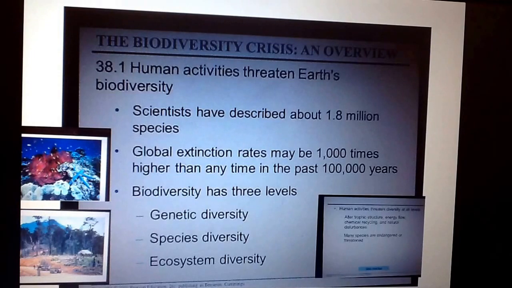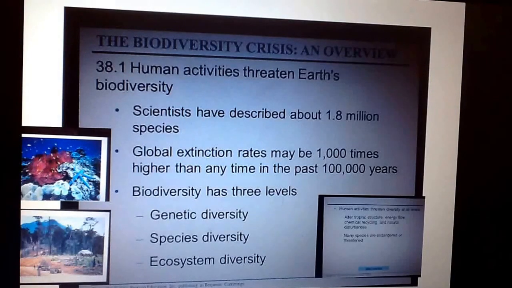So scientists, as of right now, have documented about 1.8 million species. That number is climbing every day. And what they can tell us is that we're in the middle of a great extinction. Our extinction rates for animals today are roughly 1,000 times higher than any that they have documented in the past 100,000 years. Now, why do we need biodiversity?